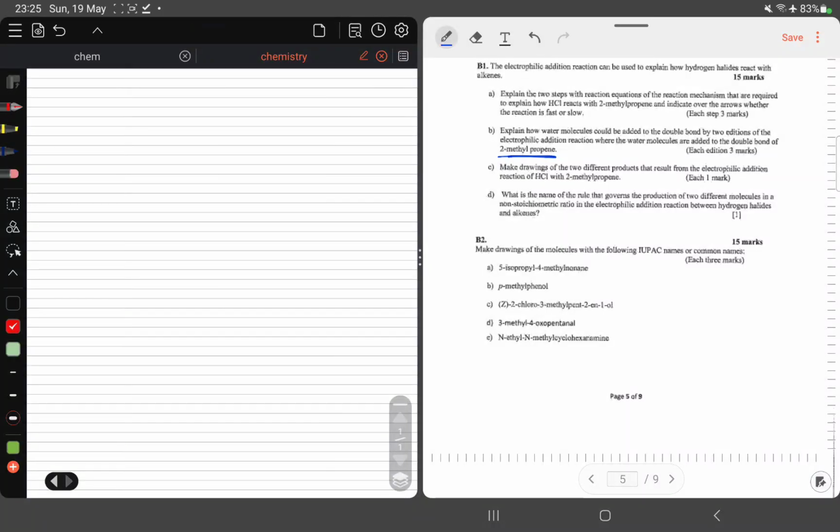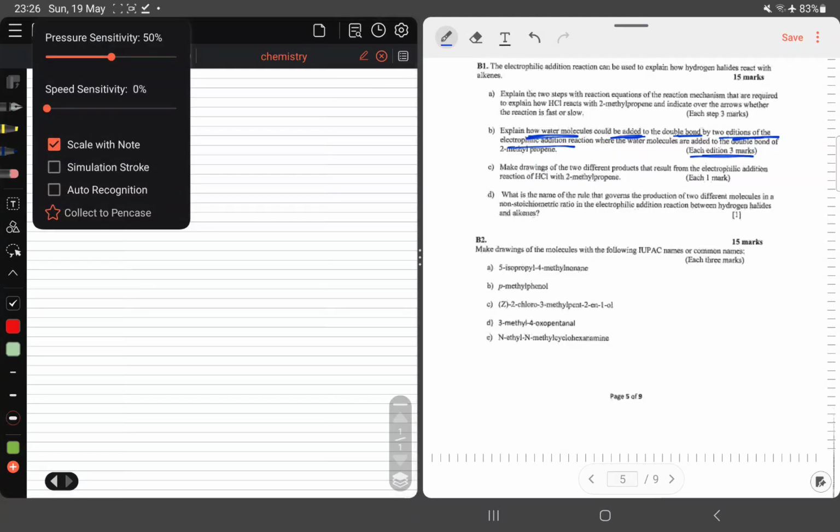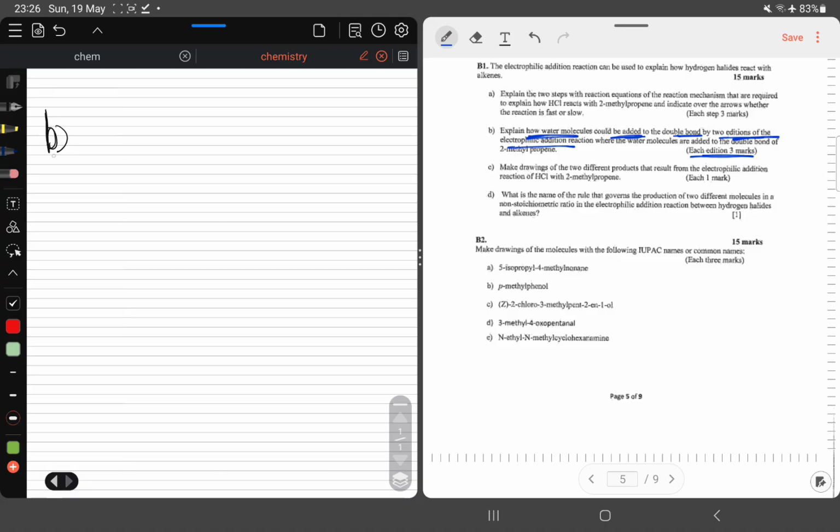Part B now, okay? And we quickly choose the black crayon. We're doing part B, which is saying of the B1, explain how water molecules can be added to the double bond by two versions of electrophilic addition reactions, okay? And you're going to get 3 marks for each version. So we have two versions, okay? If you go through the slides of alkenes, we have two ways of adding water.